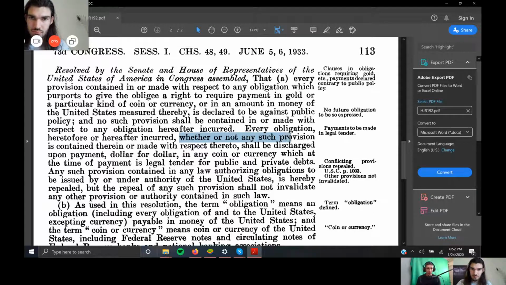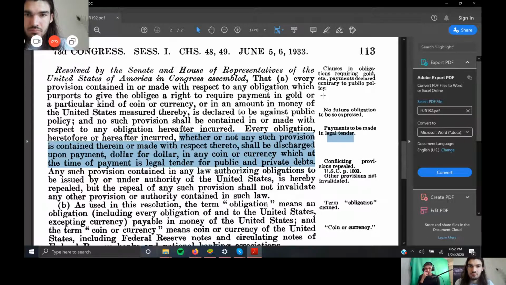Whether or not any provision is contained therein or made with respect to, shall be discharged upon payment, dollar for dollar, in any coin or currency which at the time of payment is legal tender for public and private debts. So I'm going to leave that highlighted real quick. That means if a bill contains a provision which says that it requires a payment of gold or currency, now that will be discharged upon payment in whatever legal tender is being used.